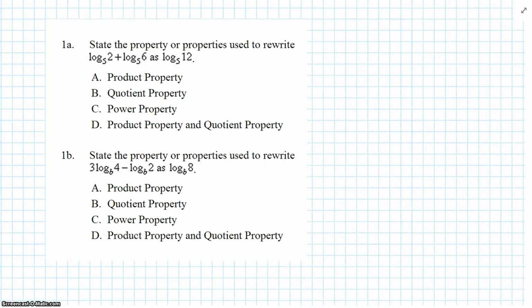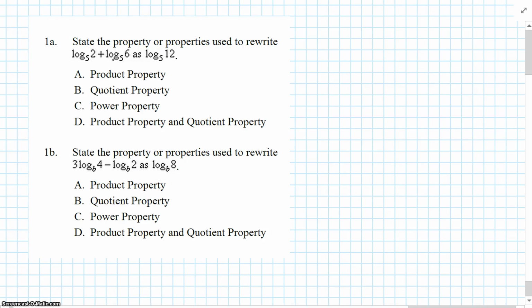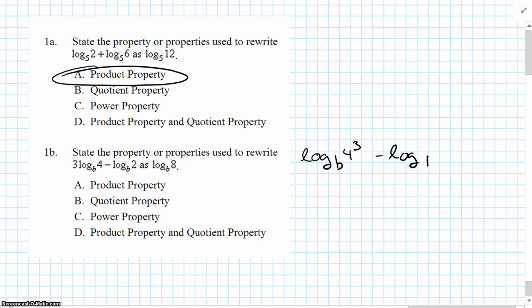So, state the log property used to rewrite. Log base 5 of 2 plus log base 5 of 6 is log base 5 of 12. So that would be the product property because we multiplied them. All right. 3 log base b of 4 minus log base b of 2 is log base b of 8. So the first thing we had to do is rewrite it as log base b of 4 cubed minus log base b of 2. Well, 4 cubed is 64. So it would have been log base b of 64 minus log base b of 2.